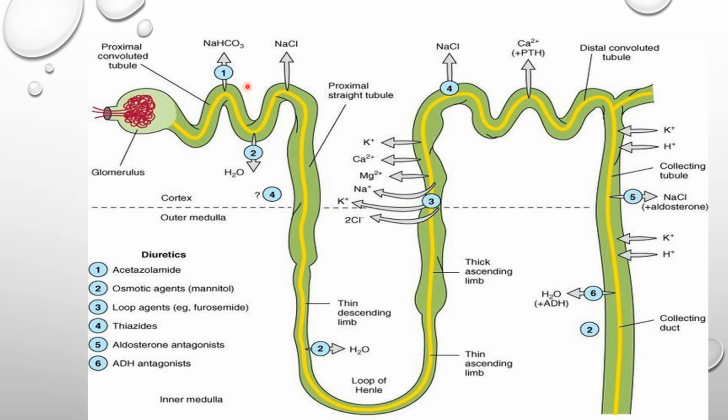Acetazolamide, a carbonic anhydrase inhibitor, acts on the proximal convoluted tubule, and an osmotic agent like mannitol also acts on the proximal convoluted tubule. Loop diuretics like furosemide act on the thick ascending limb. Thiazide acts on the distal tubule. Aldosterone antagonists mainly act on the collecting duct, and ADH antagonists act on the medullary collecting duct.